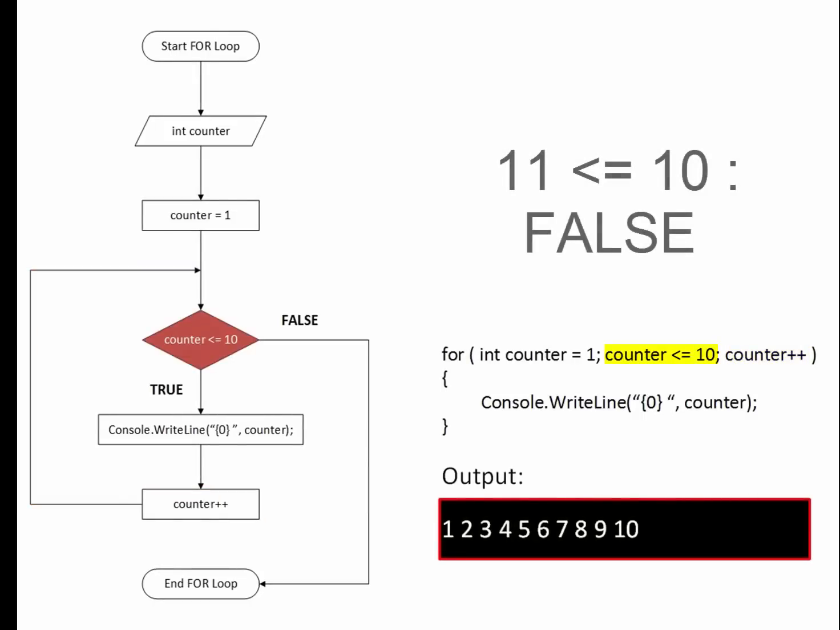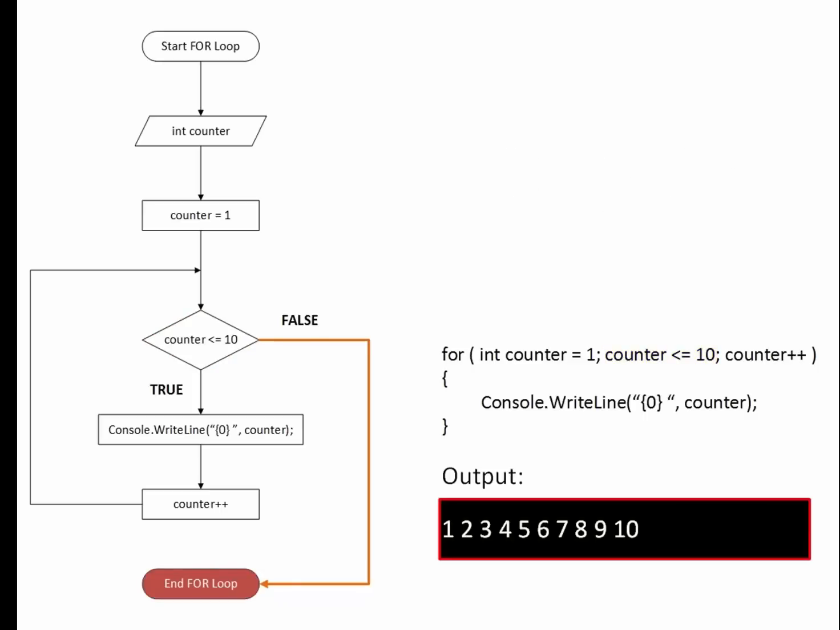Now the loop continuation condition evaluates to false because 11 is not less than or equal to 10. We no longer execute the statements contained within the for loop's body. The for loop is finished and execution moves to the next statements within the rest of the program.